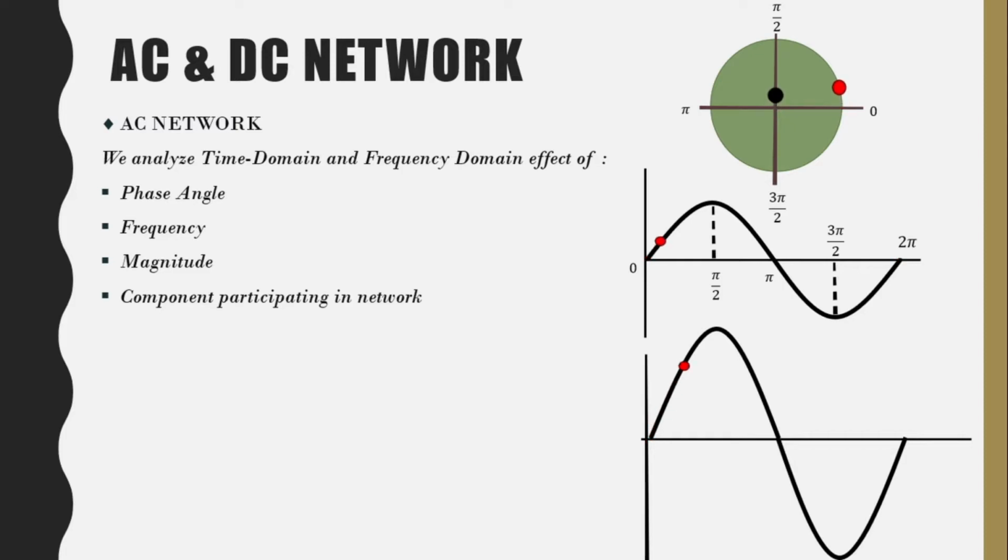Next is the component participating in the network. In an AC network, inductor and capacitor have two different effects, or you can say these two effects cancel out each other, and the resistive effect is negligible as compared to the other two, because a resistor behaves the same in an AC network as it does in a DC network.